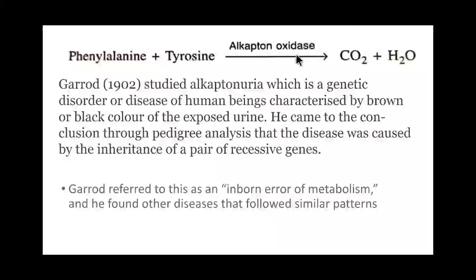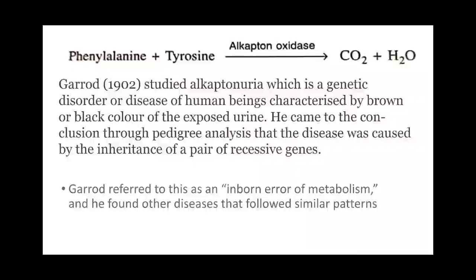It gets accumulated and then it is excreted in the urine, and the oxidation product of this molecule is black, and thus it can be easily detected by the blackening of the urine when it is exposed to the air. Garrod found that this disorder is inherited as a recessive trait, and reasoned that normal individuals must be metabolizing alkapton. In affected individuals this metabolic pathway is blocked, which results in the disorder alkaptonuria.